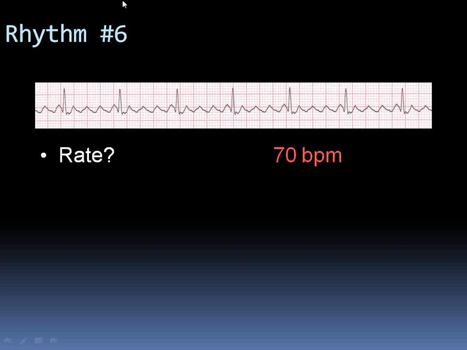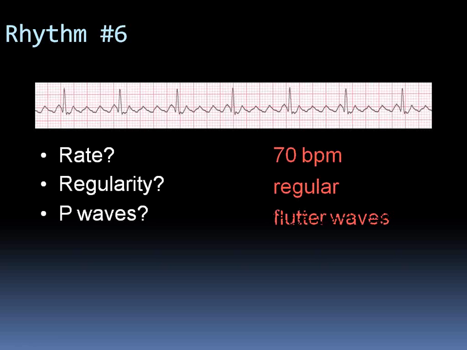The ventricular rate is about 70 beats a minute. The rhythm is very regular. And you can see P waves which are going really fast, which are also called flutter waves. Okay? But they are there. You can make them out. It's not like you don't see any P waves at all. Okay?